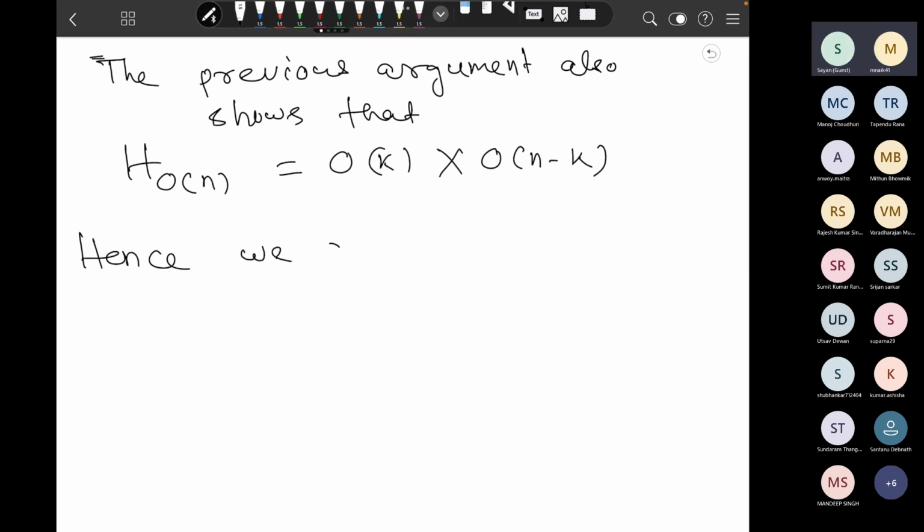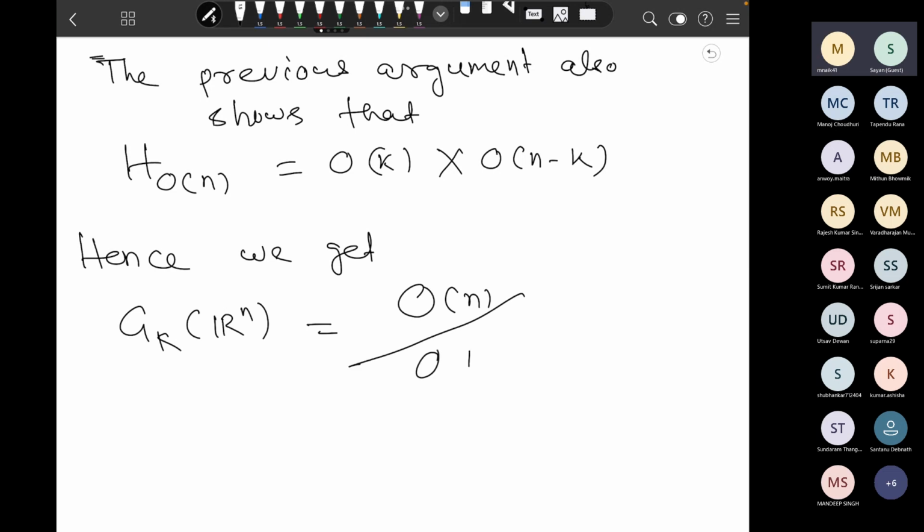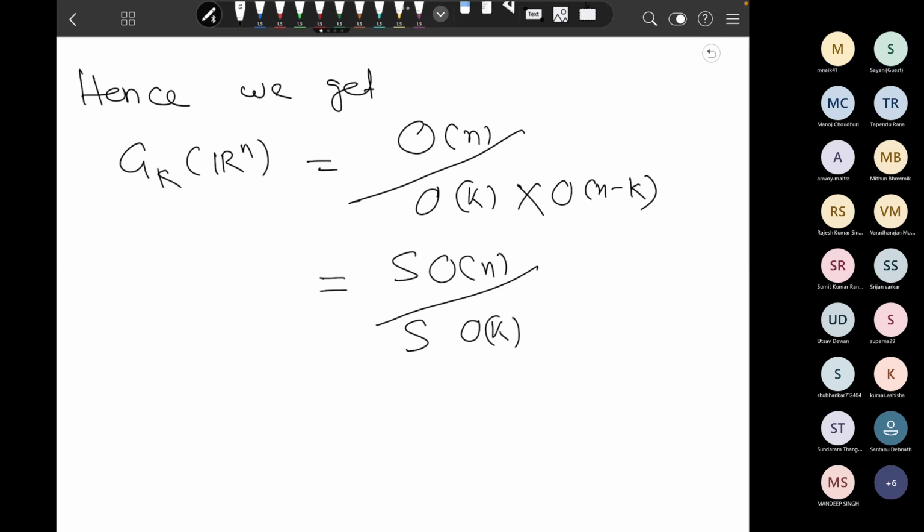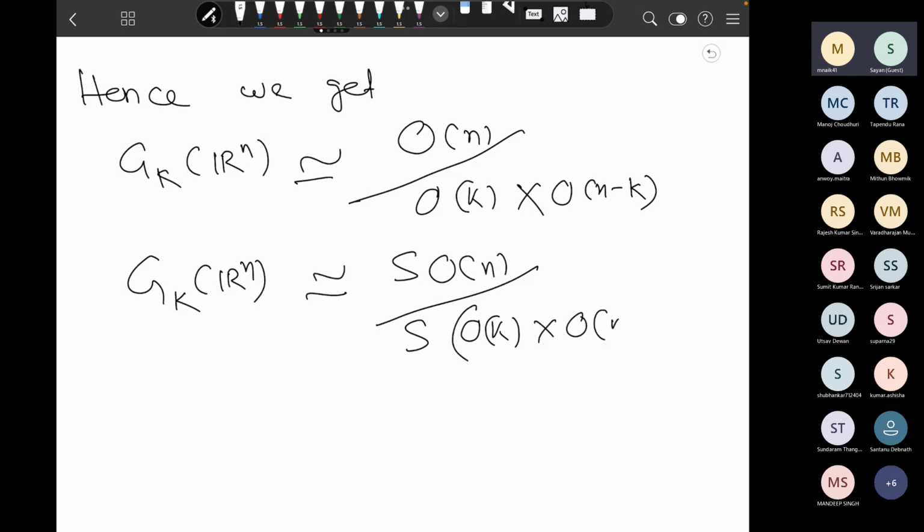Hence we get this G_k(R^n). On one hand, I will get O(n) mod O(k) cross O(n-k), and this is really SO(n) mod S of (O(k) cross O(n-k)). Let us write this. It is identity set theoretically. Call the first thing 1 and call the second thing 2.